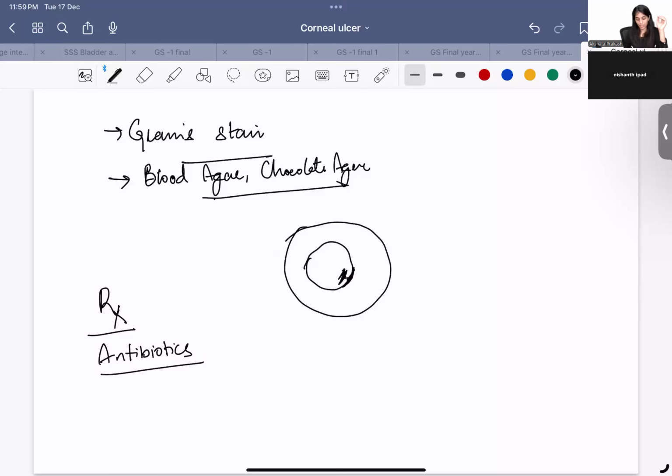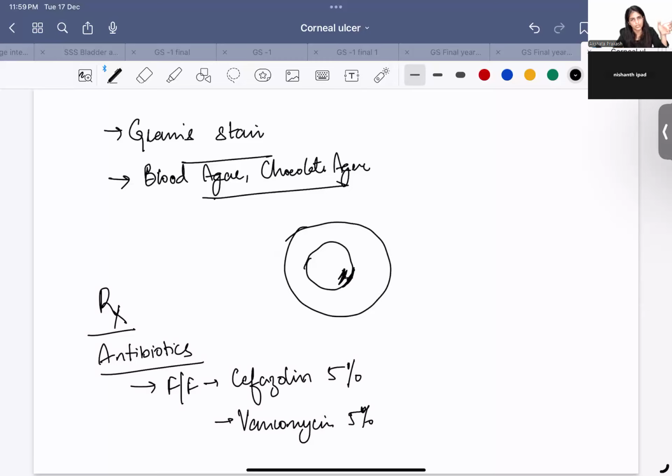a corneal ulcer. So in this, the antibiotics that are fortified are more commonly cefazolin 5%, vancomycin 5%, and ceftazidime. There are many more, depending on what positive it is. Mostly cefazolin is very good because it's broad spectrum. Along with your antibiotics, we have to give them cycloplegics in the form of atropine eye ointment.